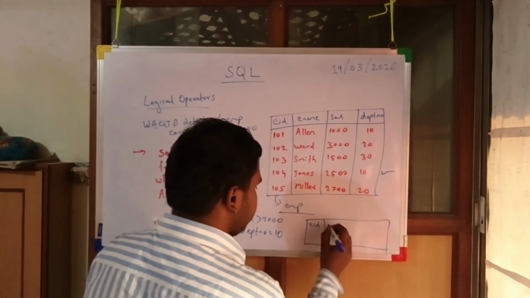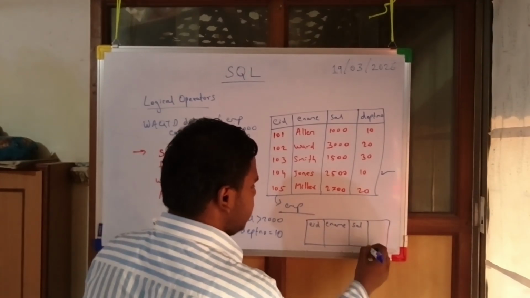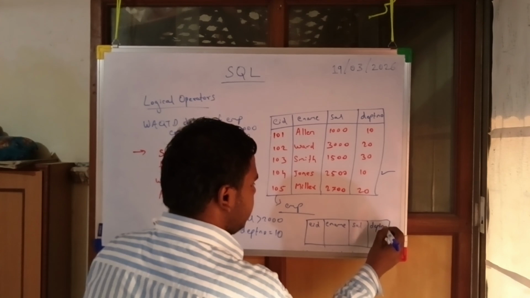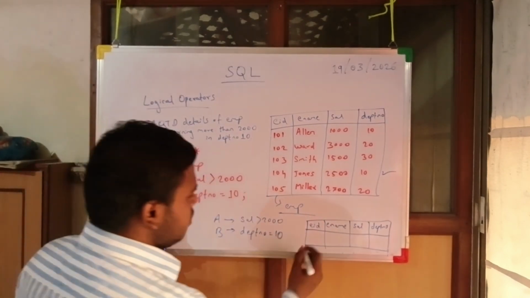EID, E-name, salary, department number. Okay, so our final output will look like this.